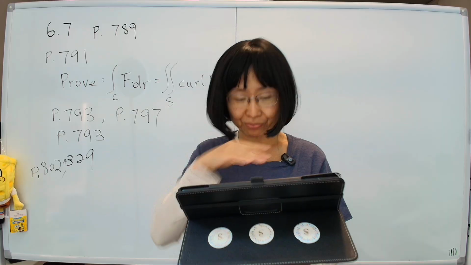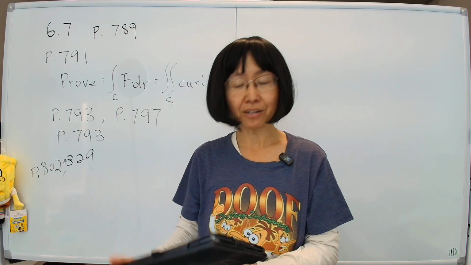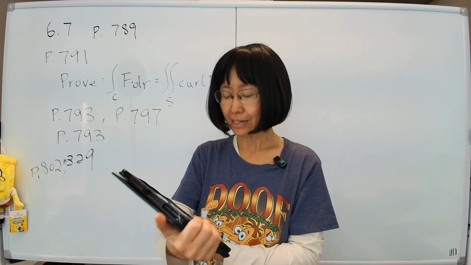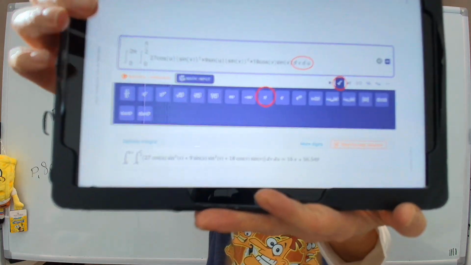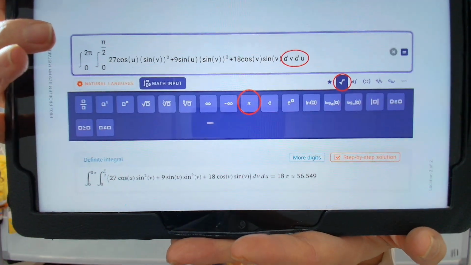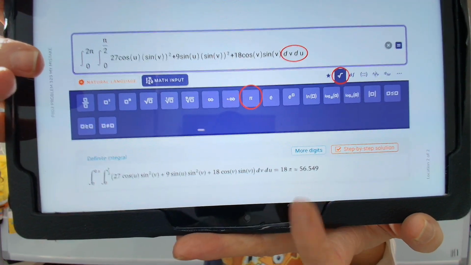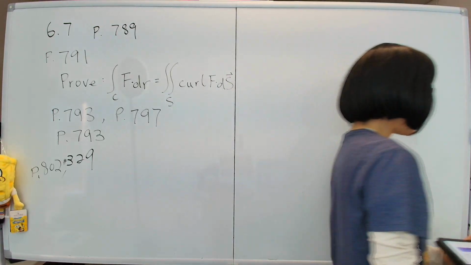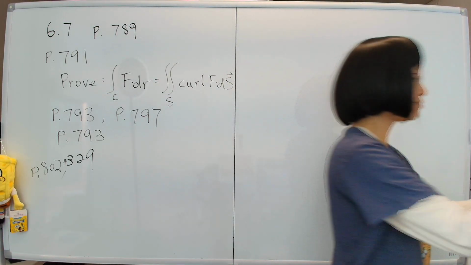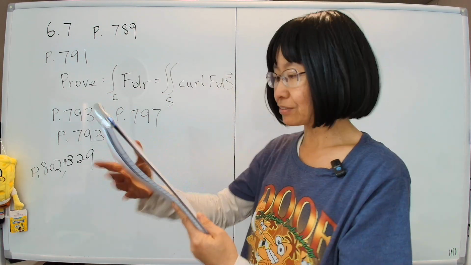So I wasn't paying attention, and so I got the wrong answer at first. But once I typed in the right answer, I mean the right way, when I changed du dv, then as you can see, everything worked out very nicely. And the answer is 18 pi. Now that is just the curl F dot dS part.